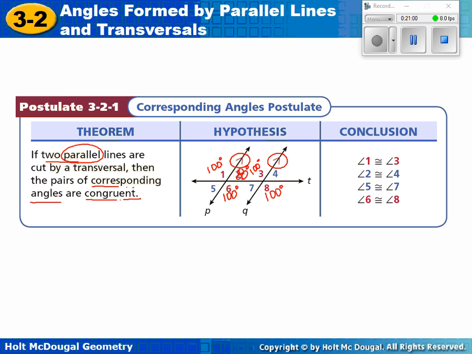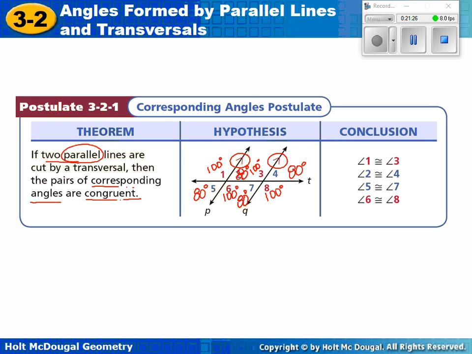Okay, let's go back to the vertical angles. What angle is vertical to angle 2? 5. So what does 5 have to be? 80. What's corresponding to 5? 7. So what does 7 have to be? 80. And what's vertical to 7? 4. So 4 has to be 80.